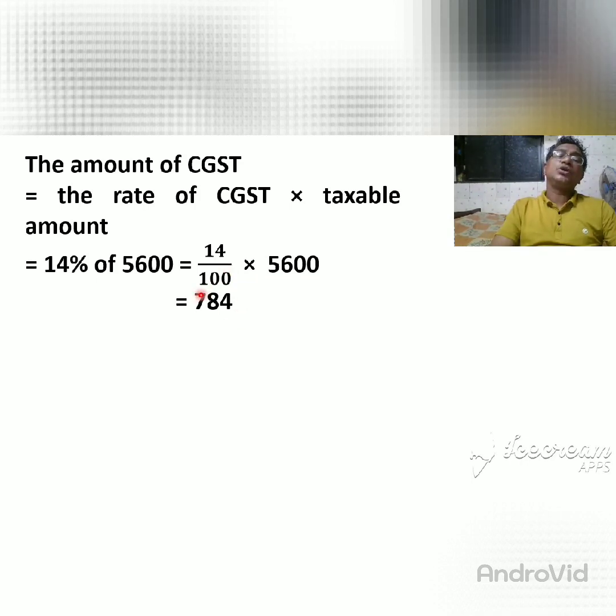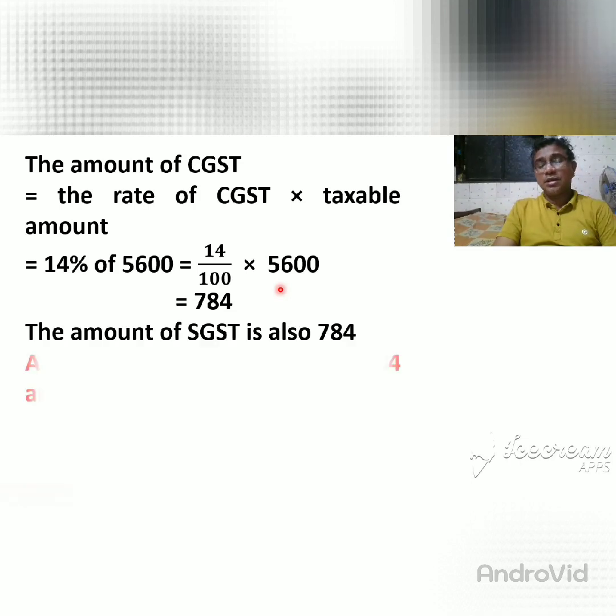Then see, the zeros cancel. What remains? 56. 14 into 56. 14 6s are 84, 4 and 8 carry. 14 5s are 70. 70 plus 8, 78. So 784 rupees is the SGST.